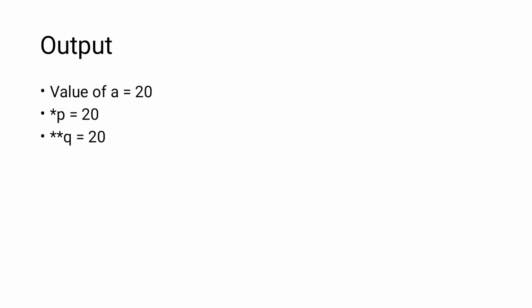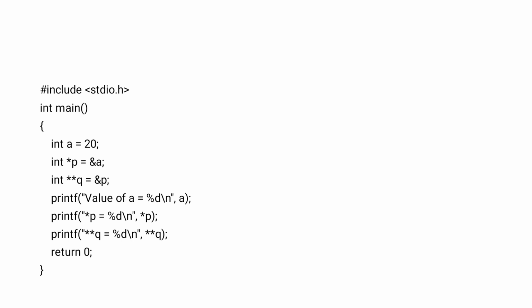So what is my output? Value of A equal to 20, star P equal to 20, double star Q equal to 20. So if I am printing P address, how to print that? Printf value of P, that is equal to %P \n void star P. If I am giving like that, the value inside the P will be displayed. Inside P I am having A address, so that will be displayed. And if I am printing Q, what is the value inside Q? That will be displayed. Q value means P address, that is stored in Q, no? So that will be displayed.